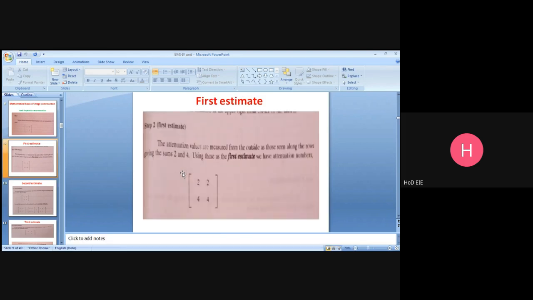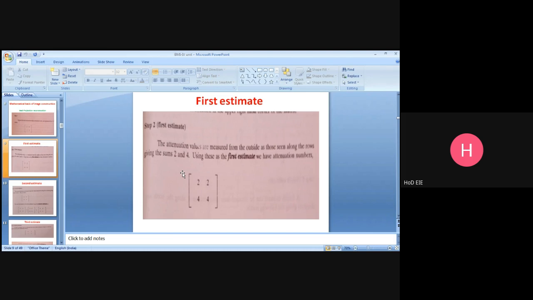What is your first estimate? Your step 1 is 2 comma 0, 1 comma 3. Then how do you arrive at your first estimate? You are adding the numbers along the rows. That is 2 plus 0, which gives 2 comma 2, and then 4 comma 4.